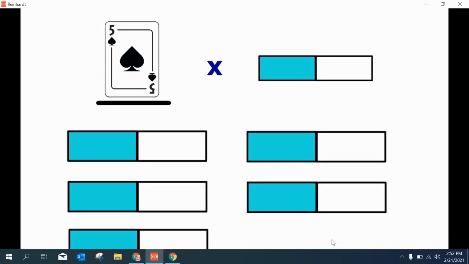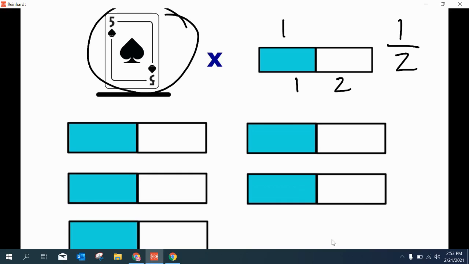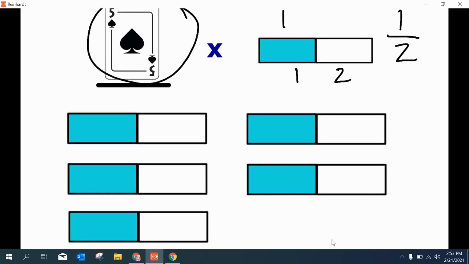I'm going to try another one. I have the whole number 5 this time. And what is my fraction? I have 1 blue colored out of 2 pieces. That means my fraction is 1/2. So, according to our problem, we needed 5 of them. I have 5 drawn for you here: 1/2, 1/2, 1/2, 1/2, and 1/2. Now, we can do it as a repeated addition problem.